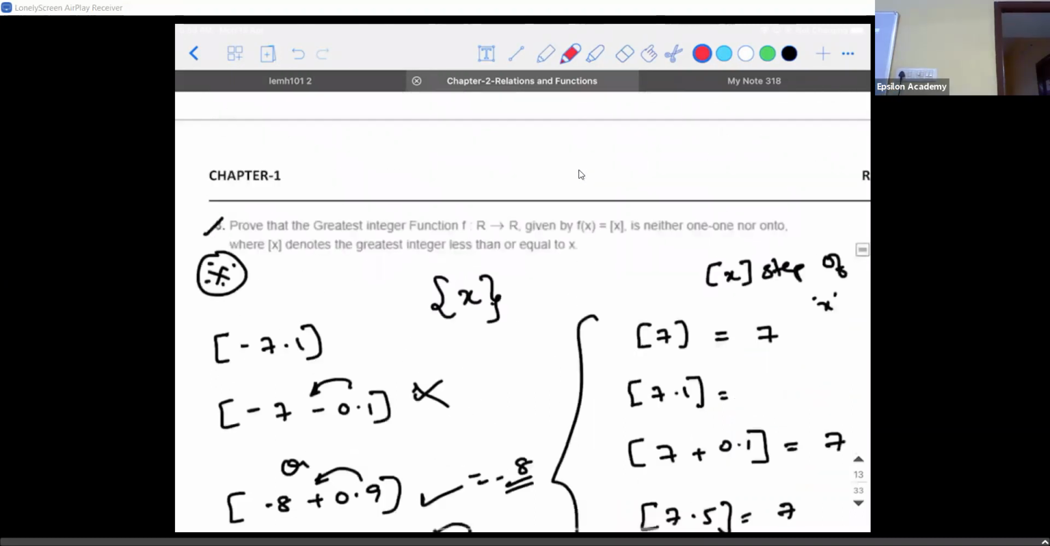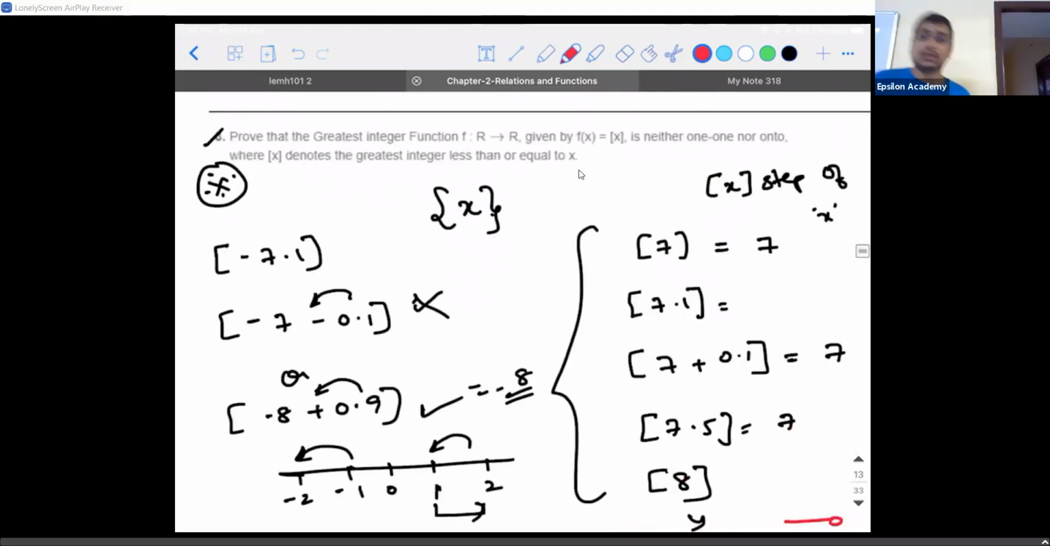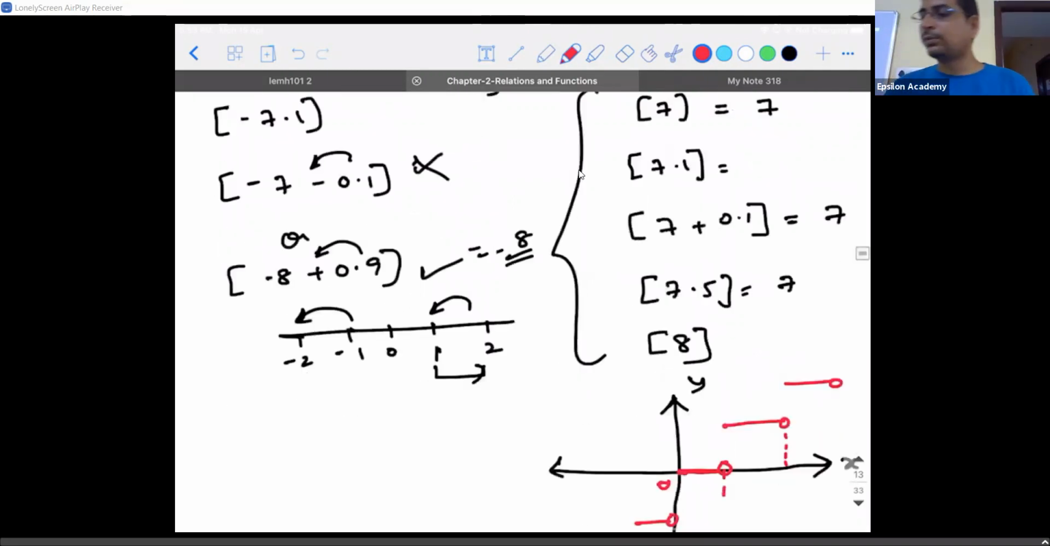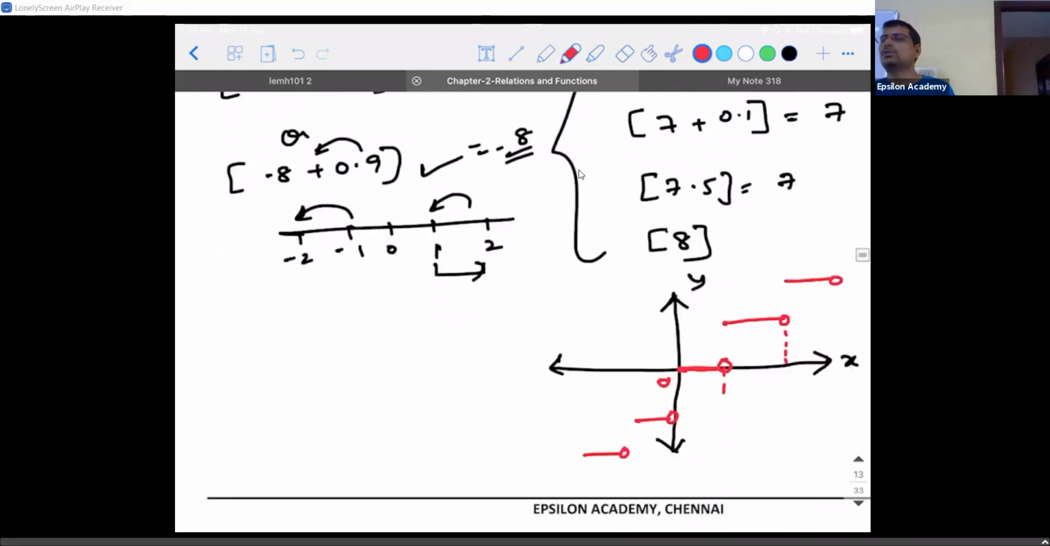We have actually got deviated. We'll come back to the question. Now what is our job? To show that this function is not one-to-one, not onto as well. By looking at the graph, yes, obviously you can say, is it a one-to-one function? It is not one-to-one because f(0.1) is also 0, f(0.2) is also 0.